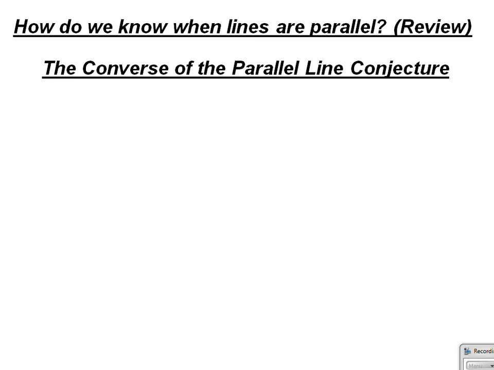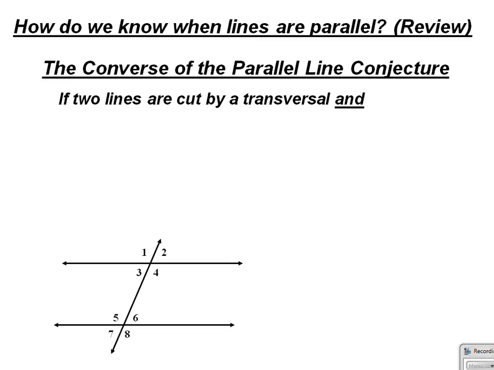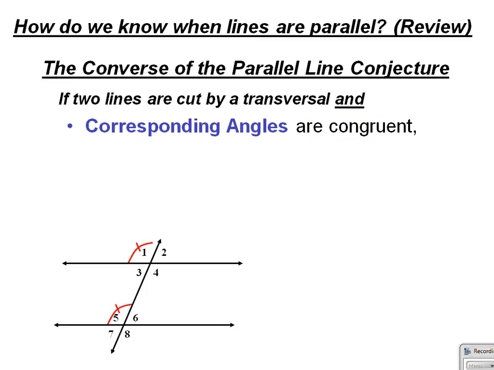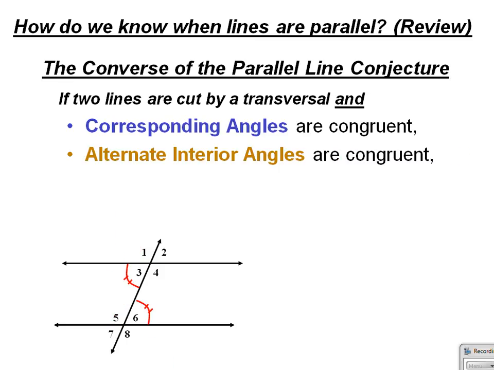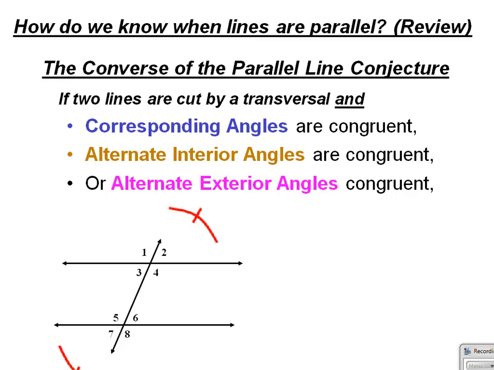Now how do we know when lines are parallel? If we're given two lines cut by a transversal, there are three ways to know that these lines are parallel. One way is if their corresponding angles are congruent, or if their alternate interior angles are congruent, or if their alternate exterior angles are congruent. If we know that any pairing of corresponding angles, alternate interior angles, or alternate exterior angles are congruent when there are two lines cut by a transversal, then we can conclude that the lines are parallel.